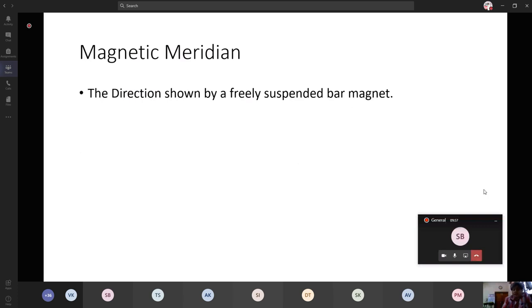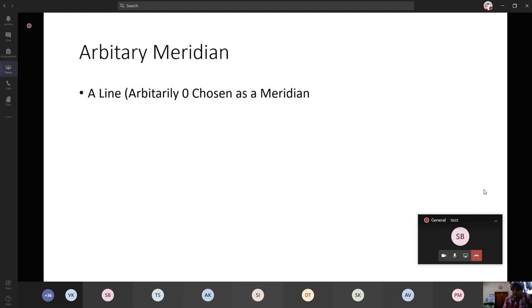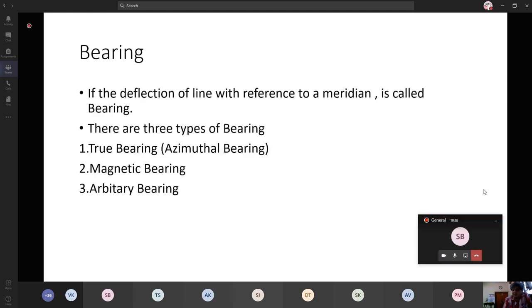So what is a magnetic meridian? A magnetic meridian is a meridian shown by a freely suspended magnet. The magnet aligns itself along the earth's magnetic forces of attraction. So the direction shown by a magnet is called a magnetic meridian. Then we have what is called an arbitrary meridian.